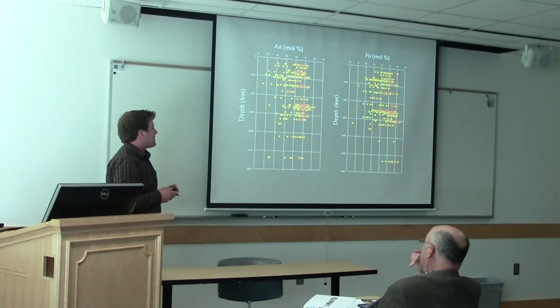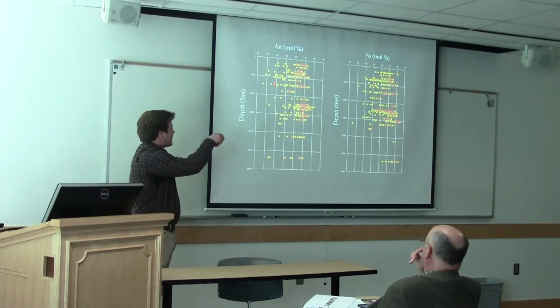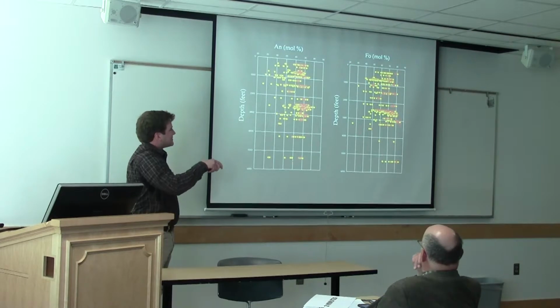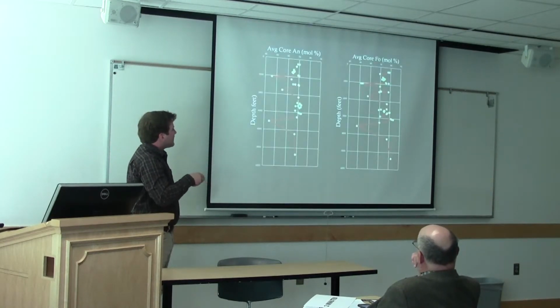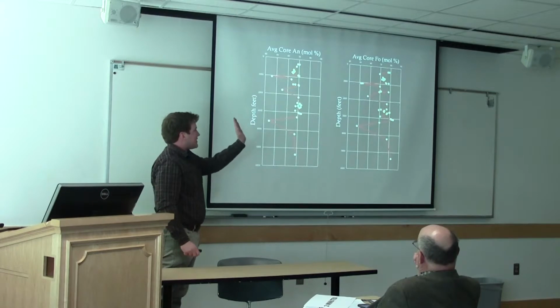So this is a plot of the plagioclase compositions over here and the olivines over here. And the olivines have a wider spread in their composition, but if we look at the average values of the cores, they seem to mirror each other pretty well.